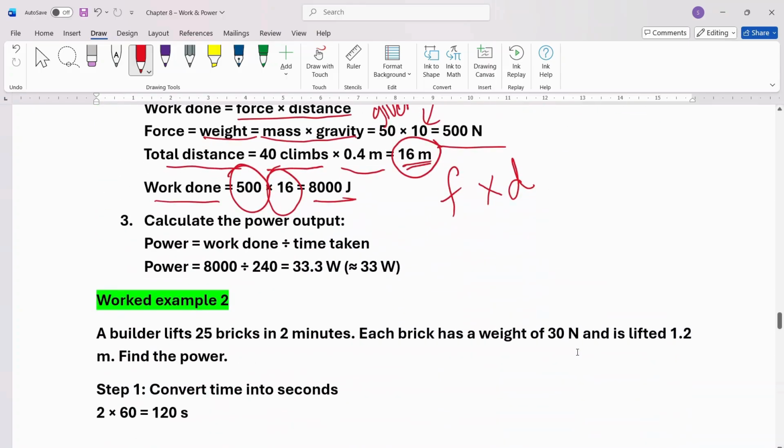Now we want to calculate power. The power formula is work done divided by time taken. Work done, we already found here: 8,000 divided by the 240 seconds that we found earlier. So altogether our power is 33 watts.